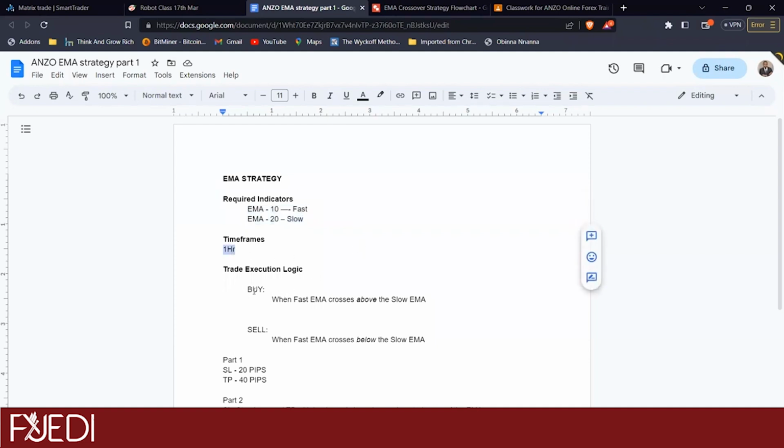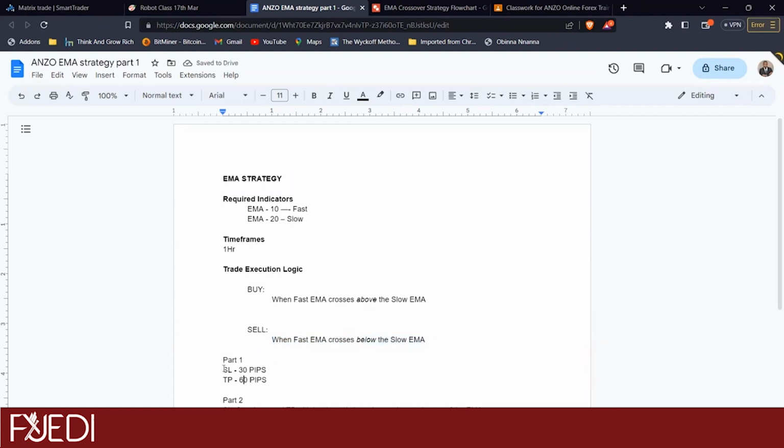Now, the logic, we look to buy, right? We only look to buy when the 10 period moving average crosses above the 20 period moving average. And then we'll look to sell when the 10 period moving average crosses below the 20 period moving average. Now, once a trade is taken, we place our stop loss 20 pips away from our entry, that means let's make it 30 pips. So we'll place our stop loss 30 pips away from our entry, and our take profit 60 pips away, right?